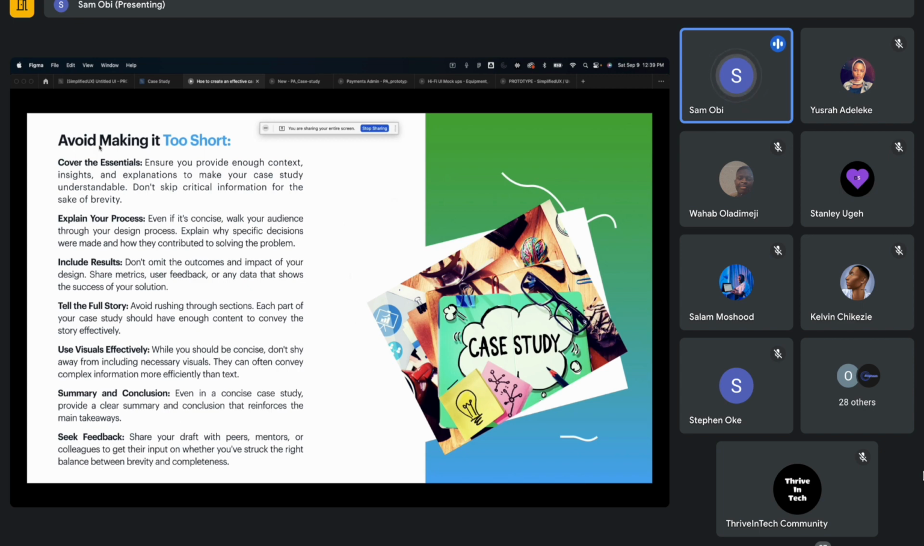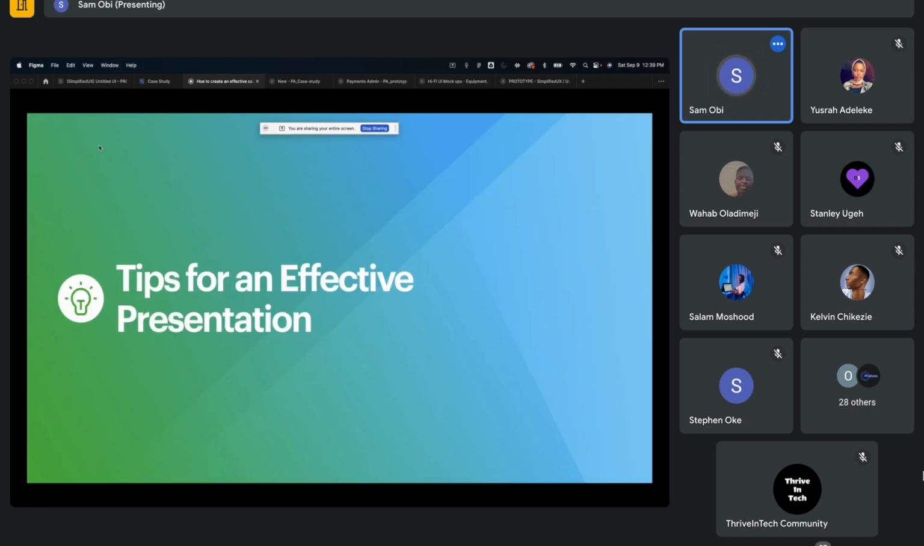How to avoid making it too short. Cover the essentials, explain your process, include results, tell the full story, use visuals effectively, summary and conclusion should be done properly, and then seek feedback. Very, very important as well. I'm going to talk about a few tips for effective presentation.